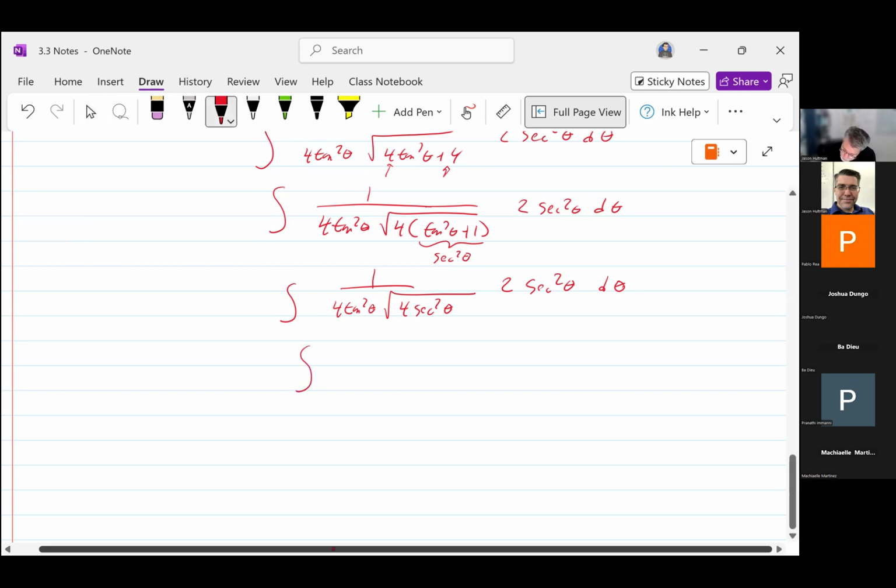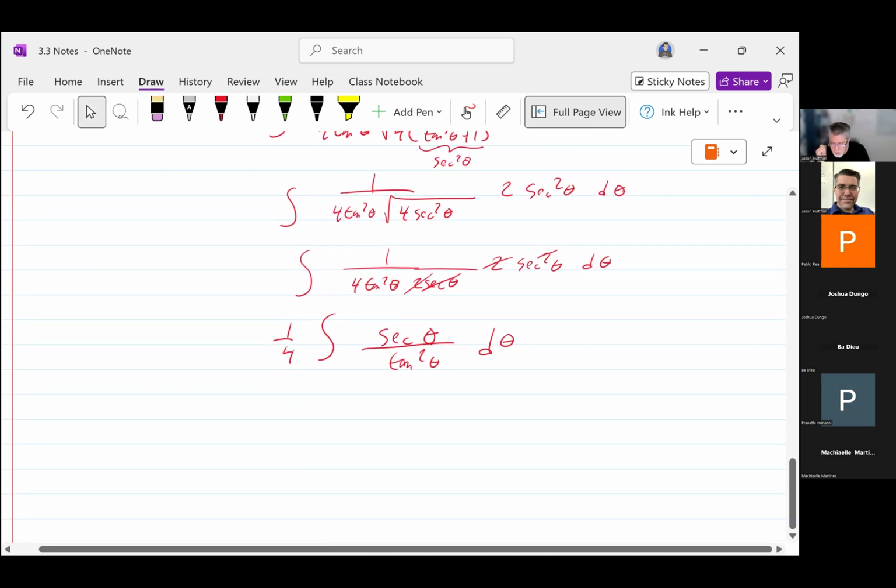Okay, the integral of this thing becomes 1 over 4 tangent squared theta. This is going to be 2 secant theta, and then it's multiplied by 2 secant squared theta d theta. Now, one of these secants is going to cancel, and this 2 is going to cancel, and I can pull the 1 out of 4 on the outside. So this becomes 1/4 times secant theta over tangent squared theta d theta. Oh, sorry, we got rid of the 4.